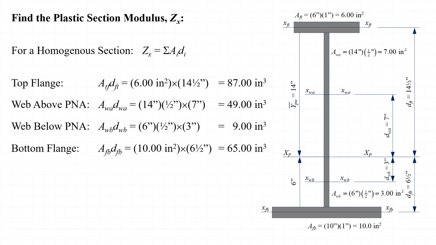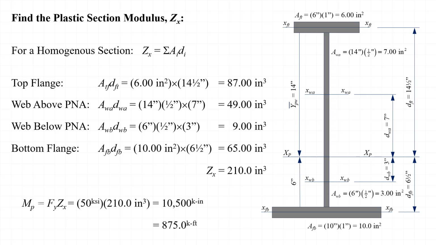And on this slide, we multiply those distances by the corresponding areas to find the moment that each of the areas of the elements in the cross-section create about the plastic neutral axis. We sum those moments for each of the four cross-sectional elements to find the plastic section modulus Z. This is Z sub x, since the plastic section modulus is for bending about the x-axis of the cross-section. Finally, we calculate the plastic moment for the cross-section by multiplying F sub y and Z sub x. Taking 50 ksi times 210 inches cubed, we find that the plastic moment is equal to 10,500 kip inches, or 875 kip feet.